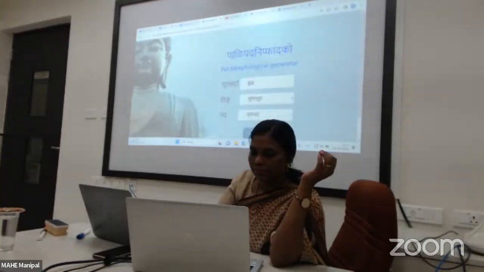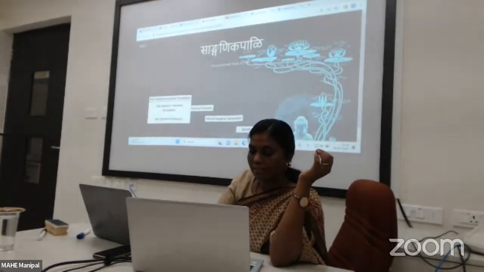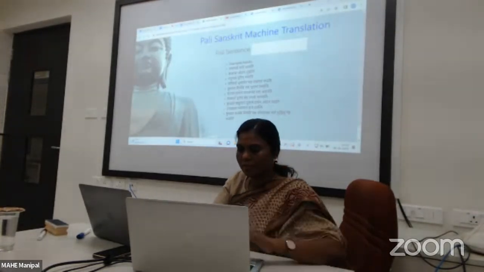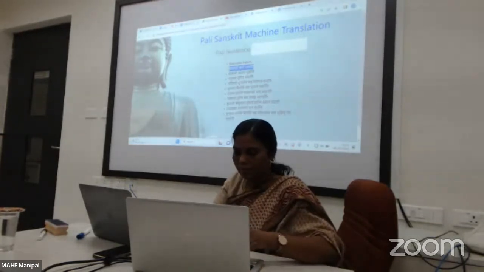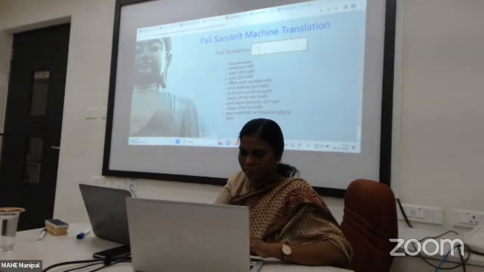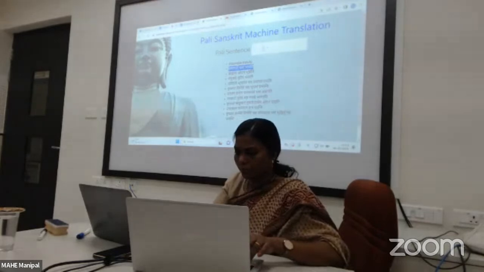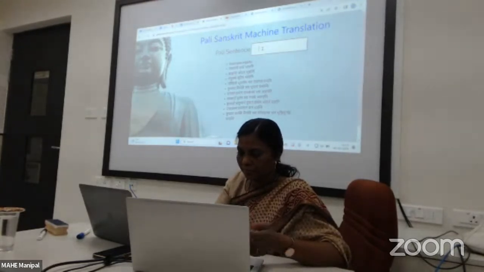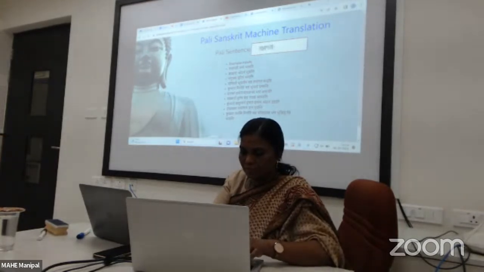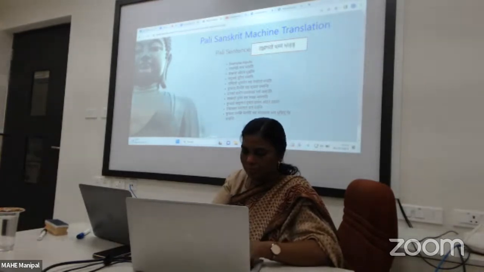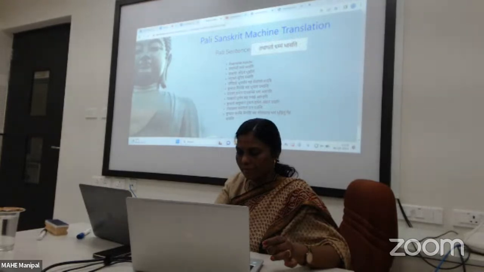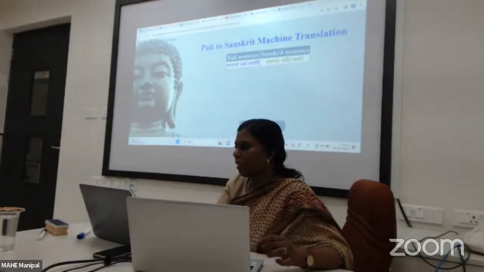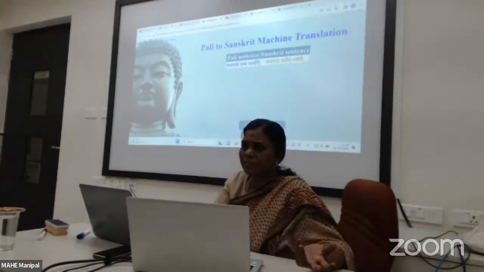So sentence means machine translation. See here, I give one example from here only. But the example has to be in Pali. This is Pali to Sanskrit. We can do vice versa also, no problem. Tadhagato dhammam bhasati. Bhashate. Tadhagataha dharmam bhashate. It gives this. Any sentence you give, it will translate.